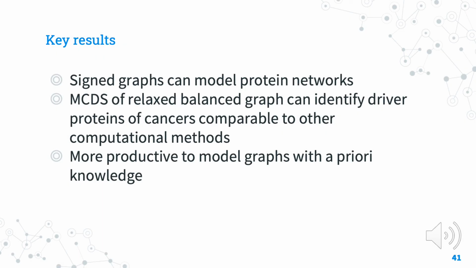So from these, we validate that sign graphs can model the regulatory functions of protein networks, and that minimum connected dominating sets and sign graphs can be used to identify some driver proteins of cancers comparable to other computational methods, and that when modeling disease networks, it may be best to incorporate some a priori knowledge.